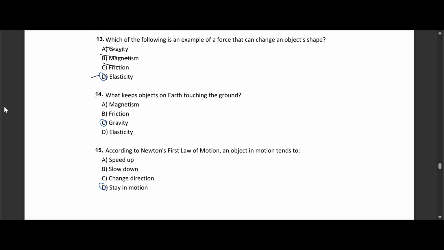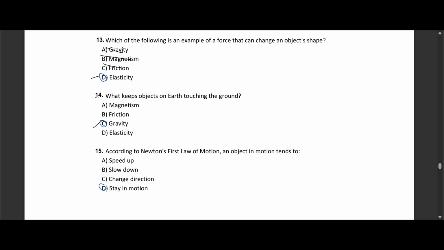Question 14. What's the thing that keeps us and everything else on Earth from floating away? Is it A, magnetism, B, friction, C, gravity, or D, elasticity? It's C, gravity. Gravity is like a big hug from the Earth pulling everything towards it. Magnetism only works on certain metals. Friction slows things down when they rub together, and elasticity has to do with stretching.